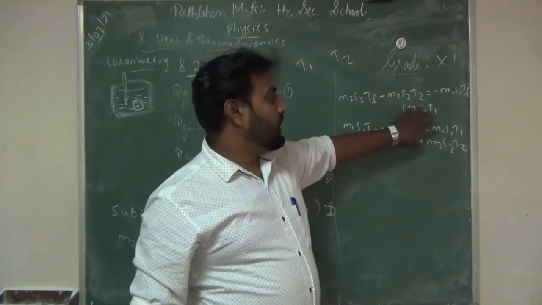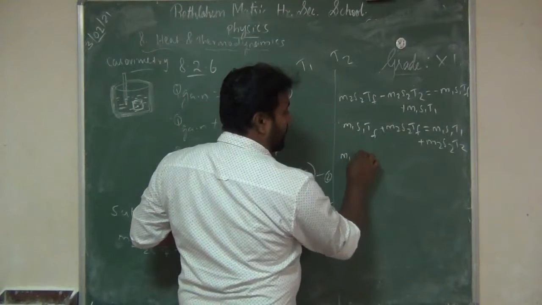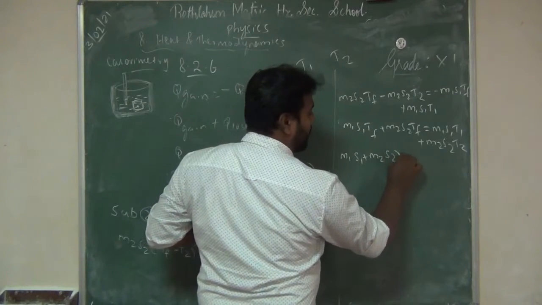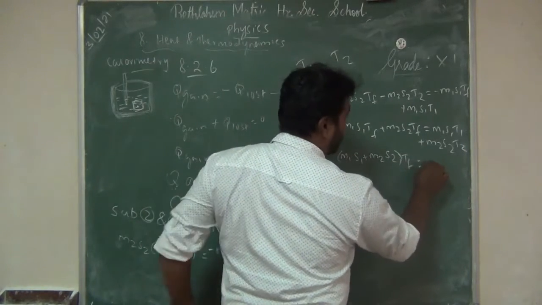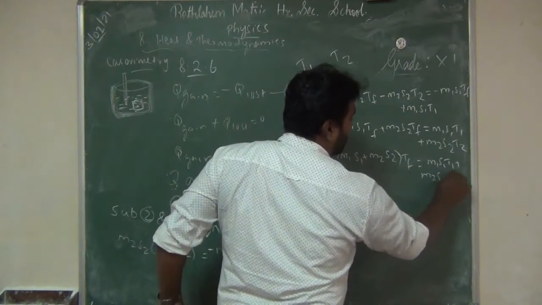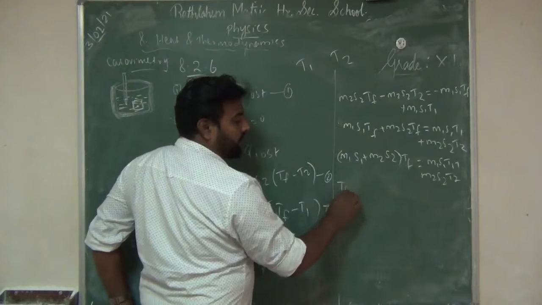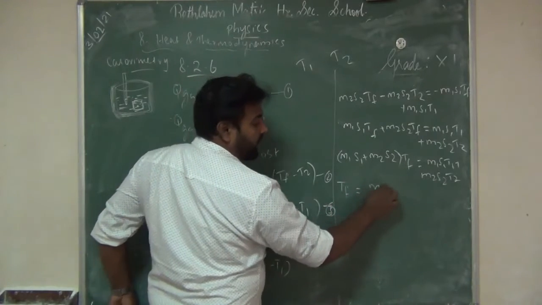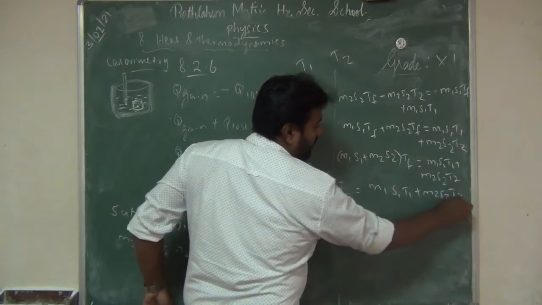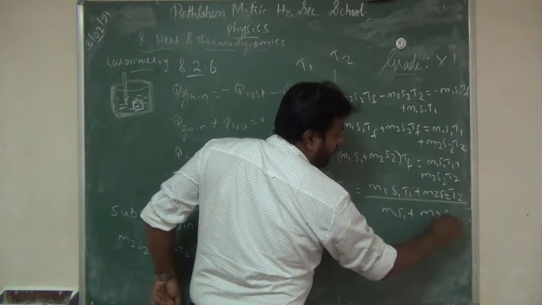Now here TF is common, so take the TF outside. So M1 S1 plus M2 S2 into TF is equal to M1 S1 T1 plus M2 S2 T2. So the final temperature of the surrounding, TF, is equal to what you can write down: M1 S1 T1 plus M2 S2 T2 divided by M1 S1 plus M2 S2.